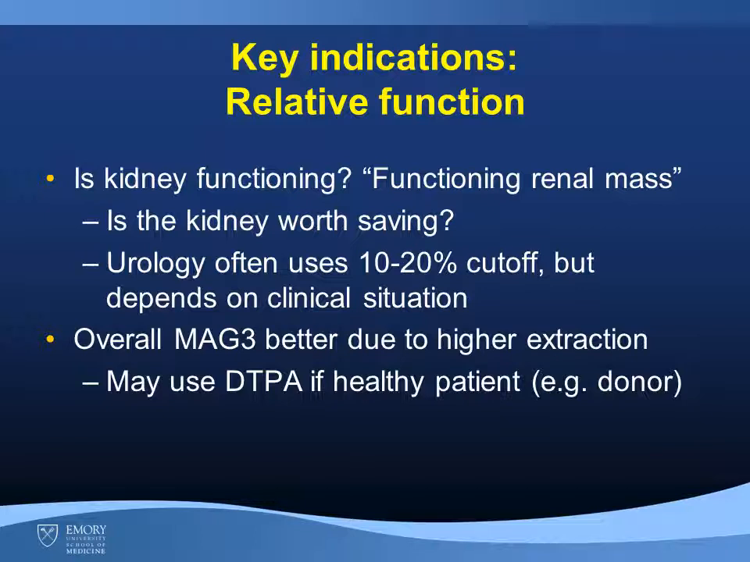First, let's look at relative function. We want to know, is the kidney functioning? The concept of functioning renal volume or mass. The bottom line is, is the kidney worth saving? Urology, as noted, often uses a 10 to 20% cutoff, but it depends on the urologist and the clinical situation. Overall, MAG3 is better to answer this question due to higher extraction. But you may use DTPA if you're doing a study in a healthy patient, such as a renal donor.